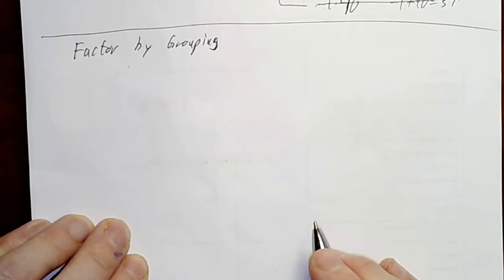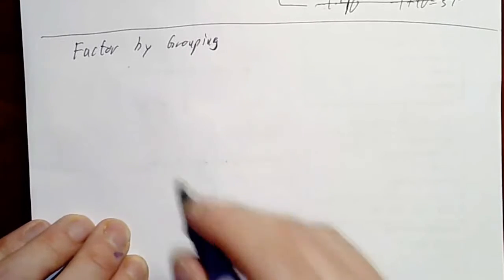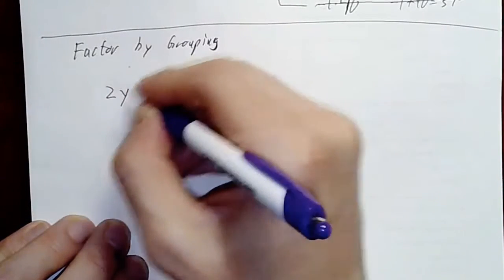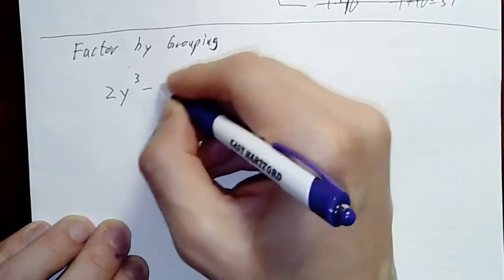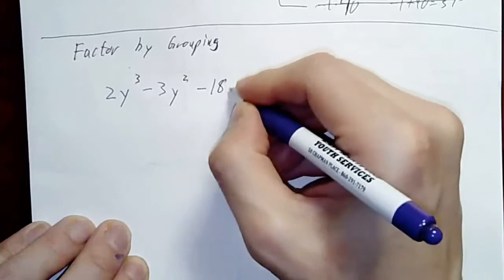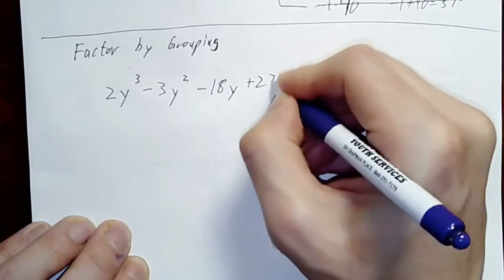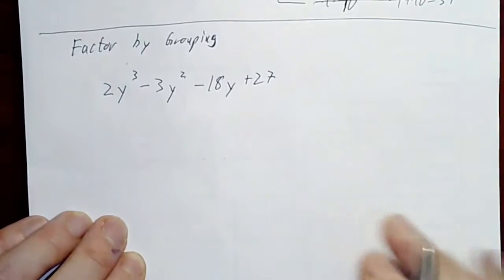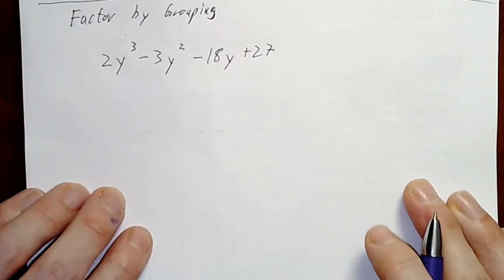Factor by grouping is a process that utilizes the knowledge of GCF to help us undo the distributive property. So here's the example I'm going to show you. 2y cubed minus 3y squared minus 18y plus 27. And again, my goal is to fully factor this polynomial.